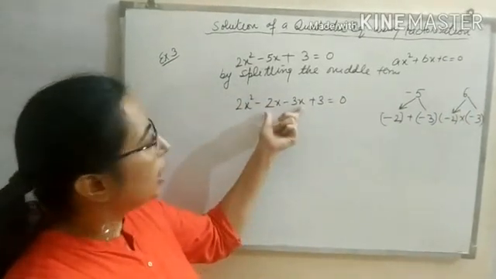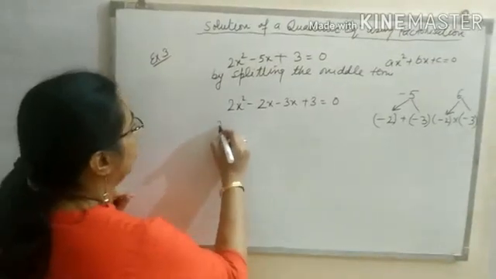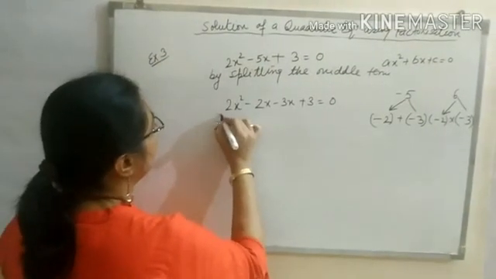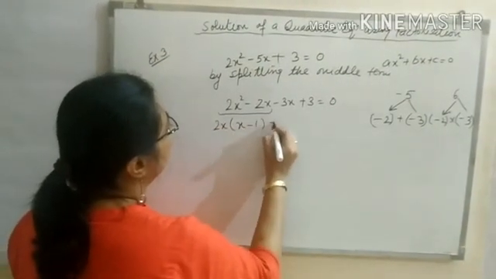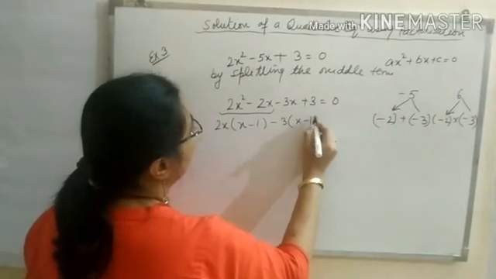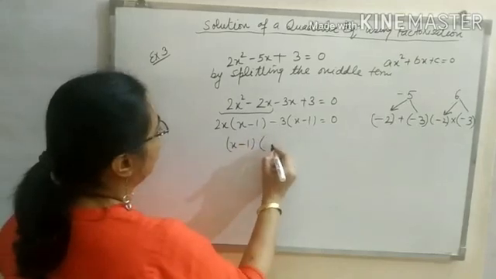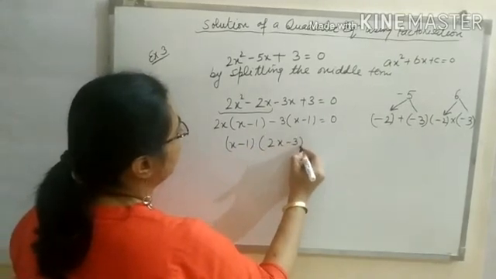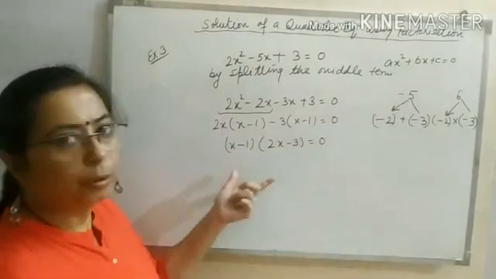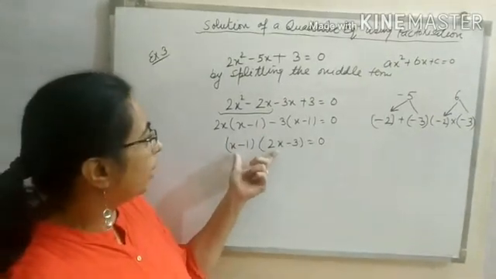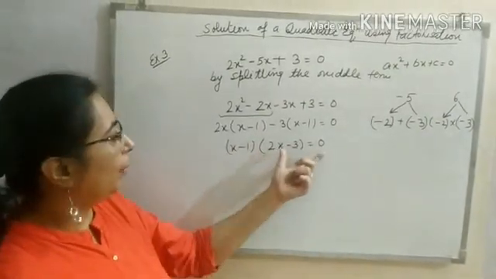So I can take these two terms, taking 2x common from the first two terms, 2x minus 1, minus 3 times x minus 1 equal to 0. Again taking x minus 1 common, and 2x minus 3 equal to 0. These are the 2 factors which we are getting. 2 factors are found here.